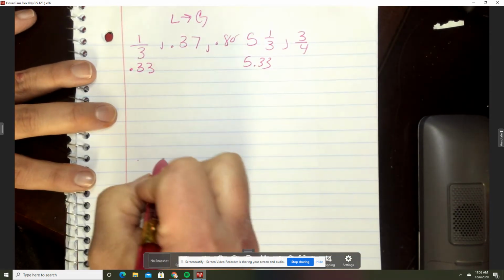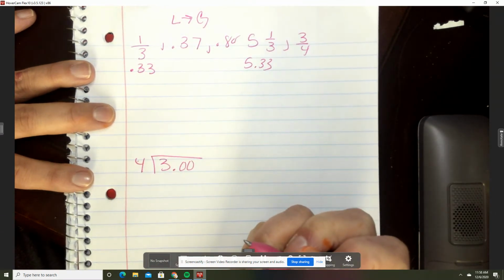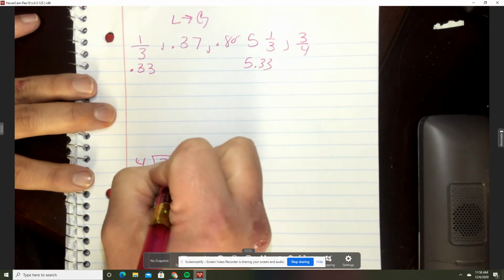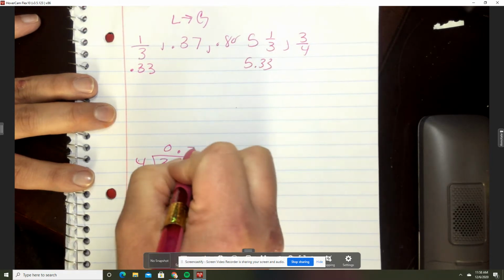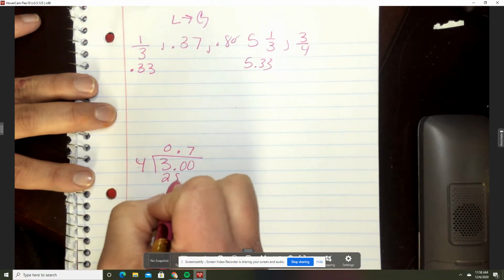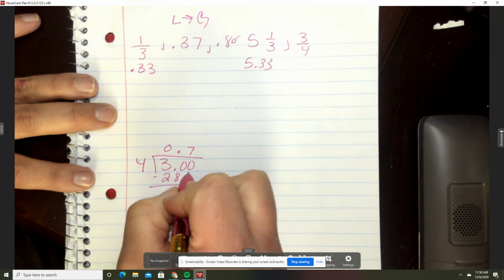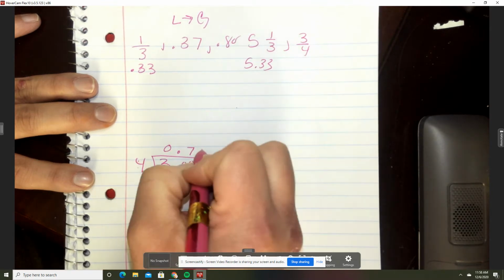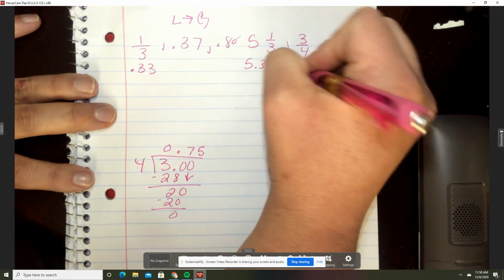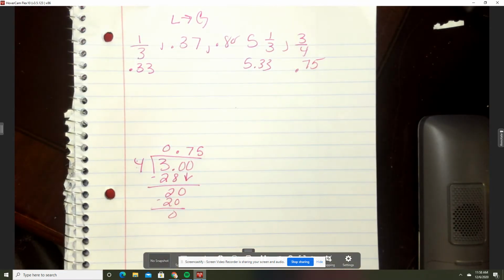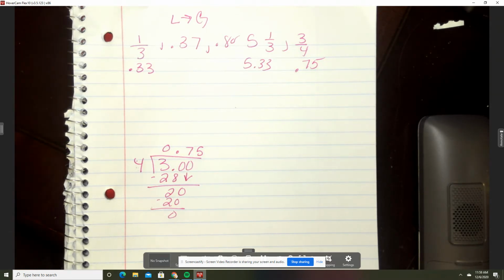So let's come down here and let's divide 4 into 3. We add our decimal and 2 zeros, bring your decimal up. 4 will go into 3 no times, but 4 will go into 30 7 times. 7 times 4 is 28. If you subtract that, that is going to be 2. Bring down the 0. 4 goes into 20 5 times. 5 times 4 is 20. All right, so now we have everything converted, and we're ready to put these in order from least to greatest.